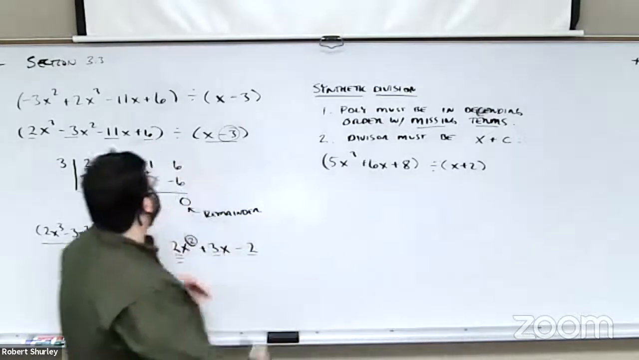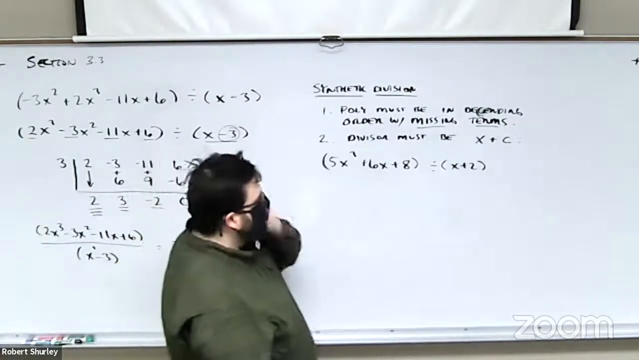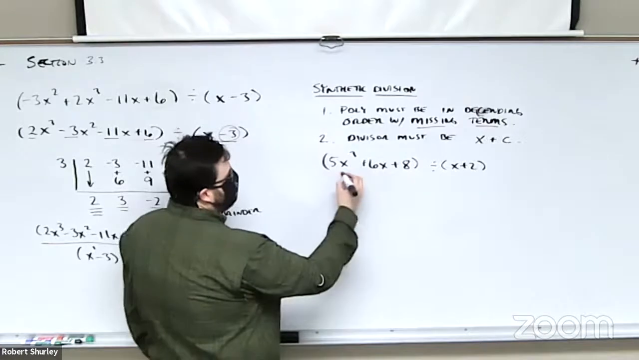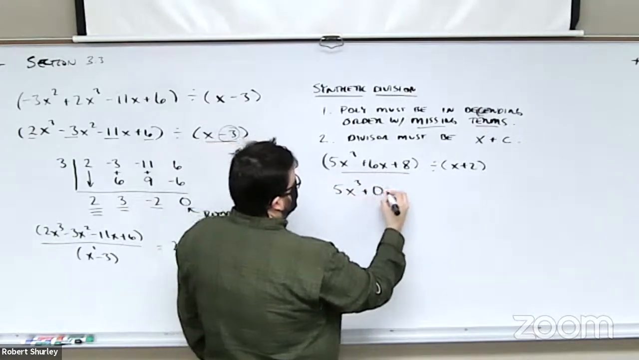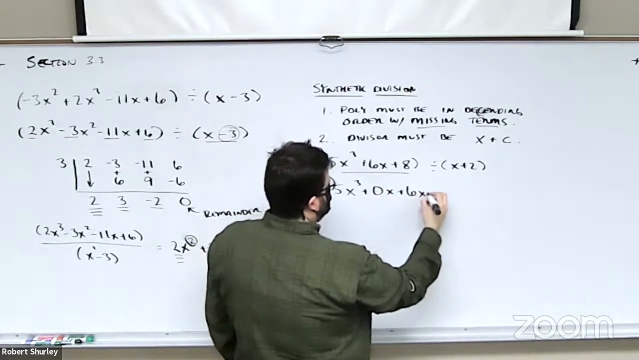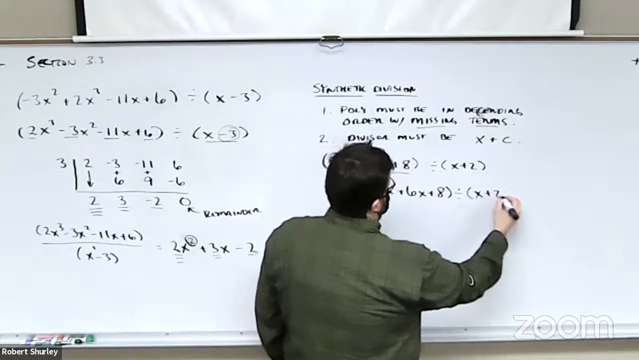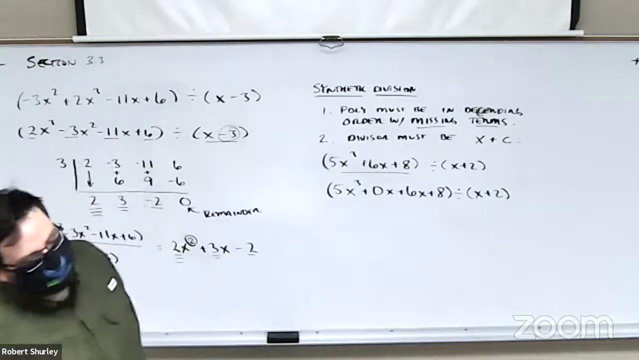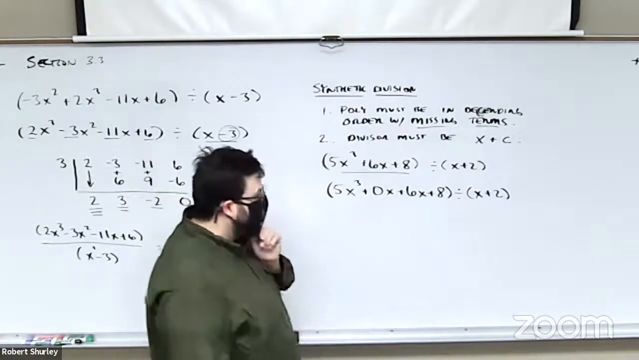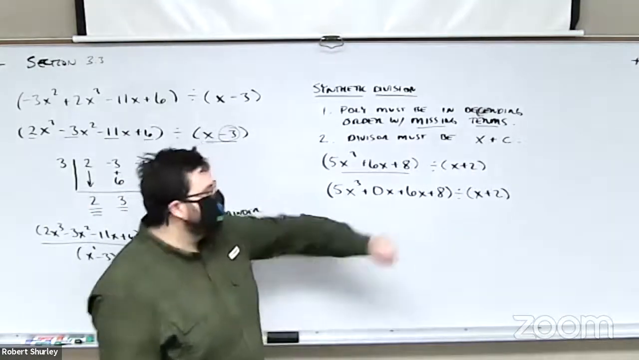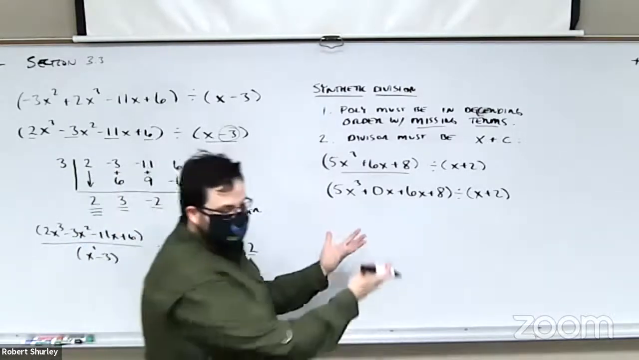So when you set this up for synthetic division, you have to have the missing term. So what that means is we have to think of this polynomial as 5x cubed plus 0x squared plus 6x plus 8, and then we're going to divide it by x plus 2. Now, I want you to do this synthetically.